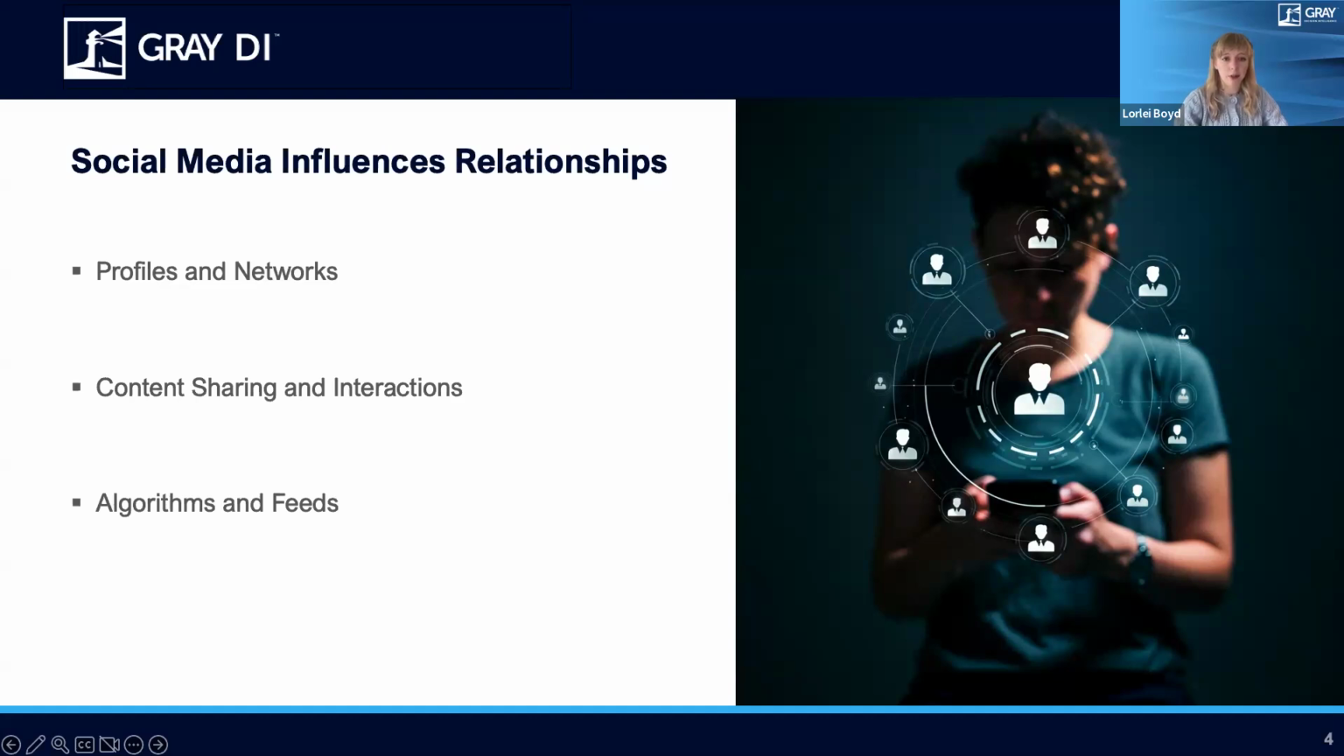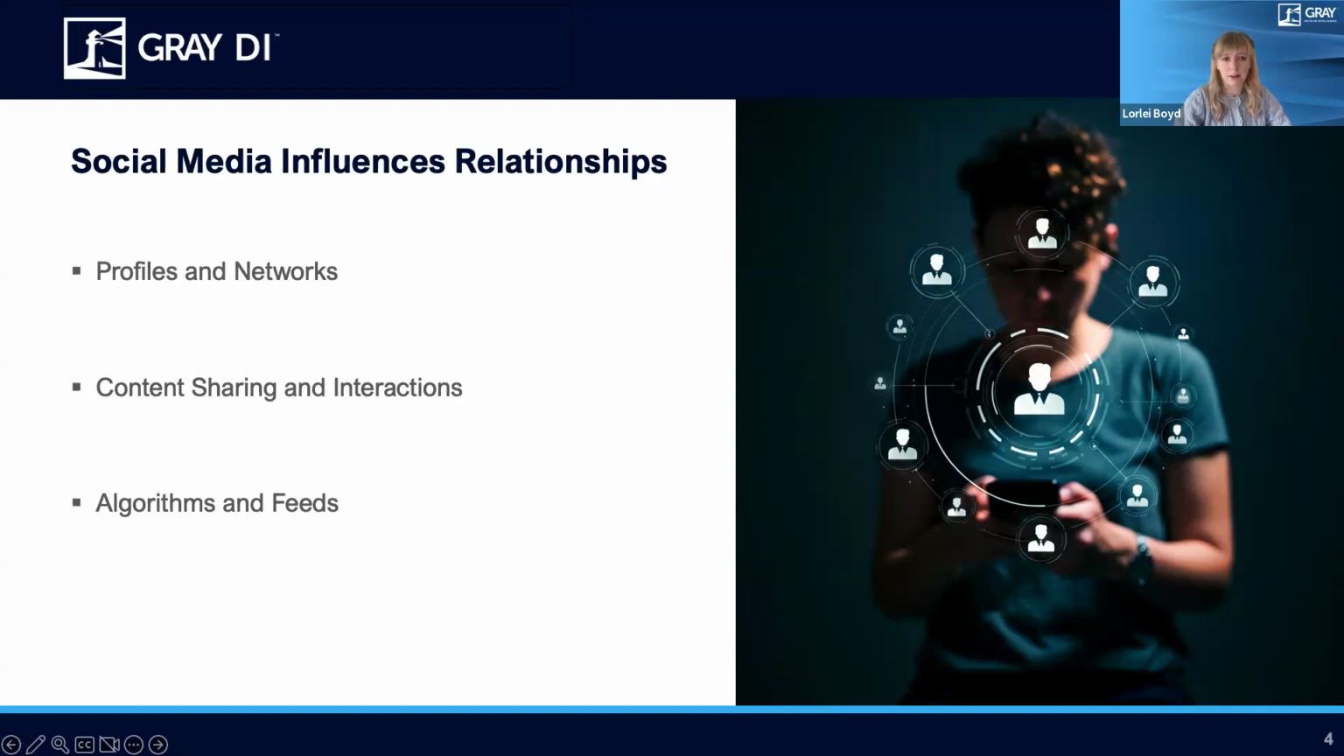There are 3 key components included in this, the first of which would be profiles and networks. Users create profiles on platforms like Facebook and Instagram or Twitter, sharing information about themselves. This acts as their online identity and a starting point for connections. Users connect by sending friend requests, following accounts, or joining groups based on shared interests, hobbies, or causes.